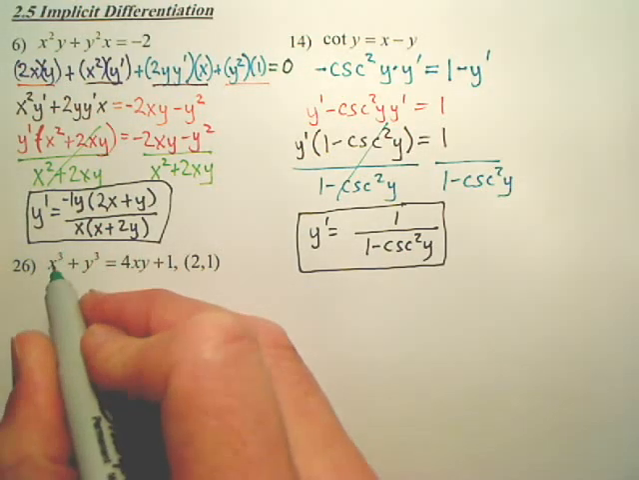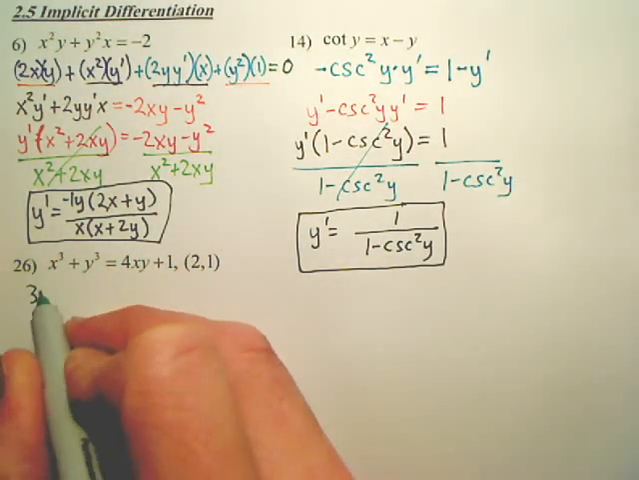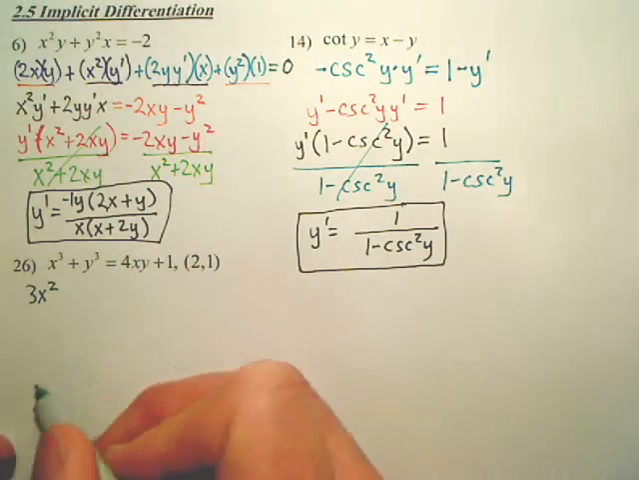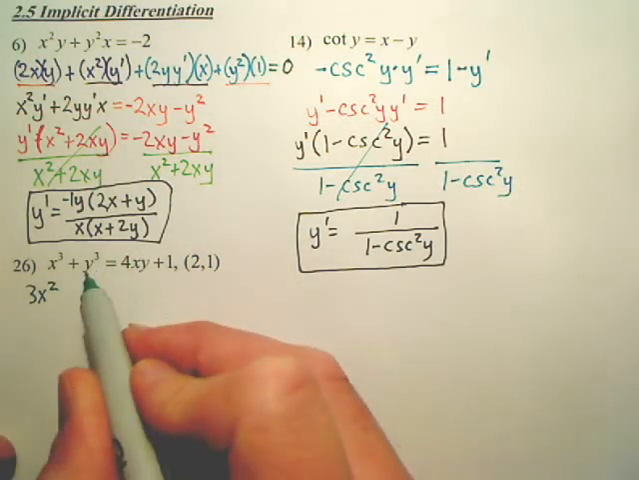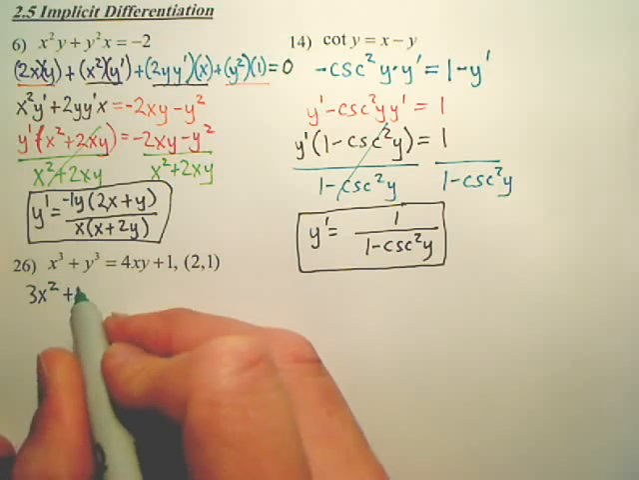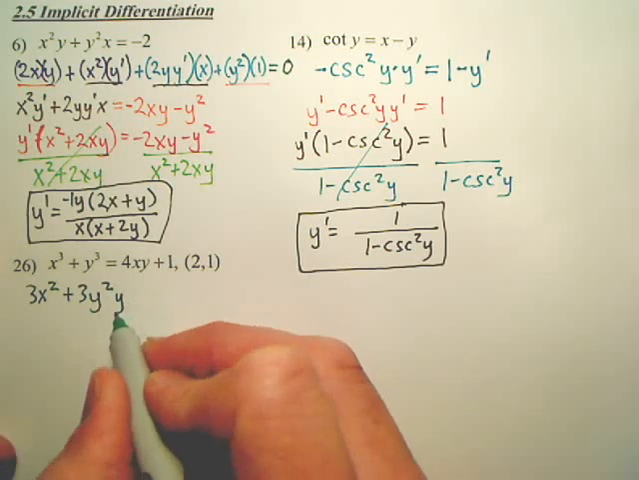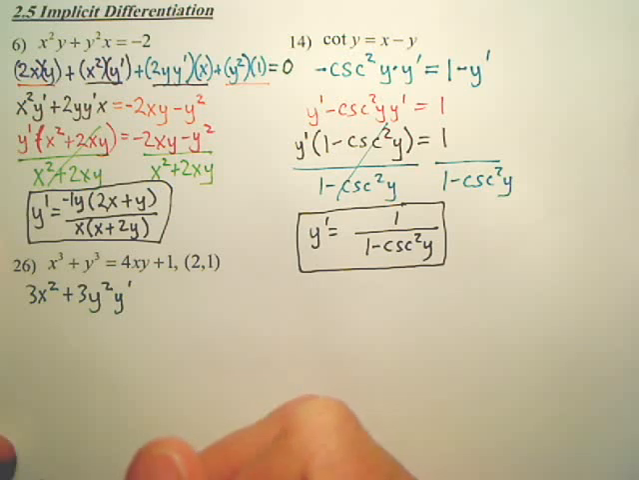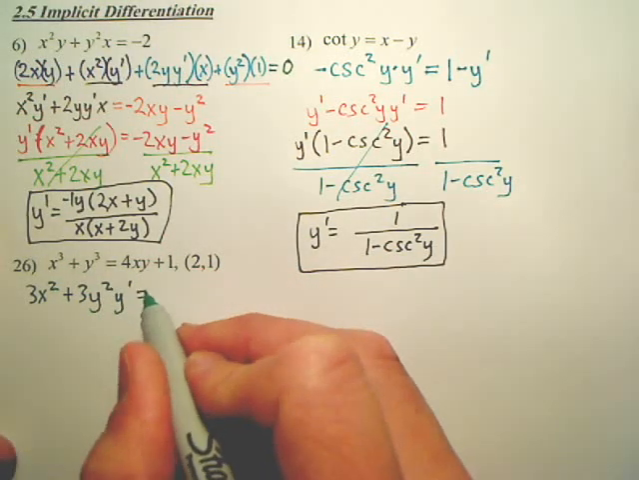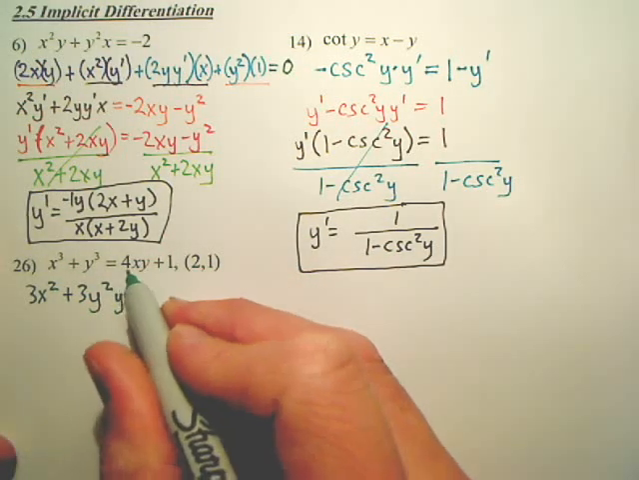So derive this, you get 3x squared. Done. Derive this, you get 3y squared, but you also have a y prime. Because remember, when you derive y, it has a y prime. When you derive x, it has an x prime, which is 1. That equals, here's a product rule.